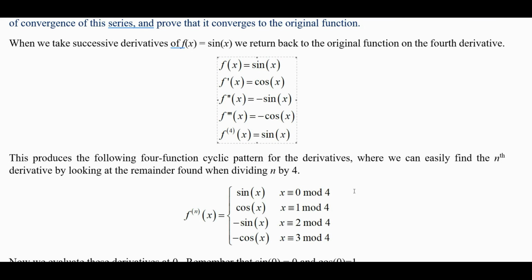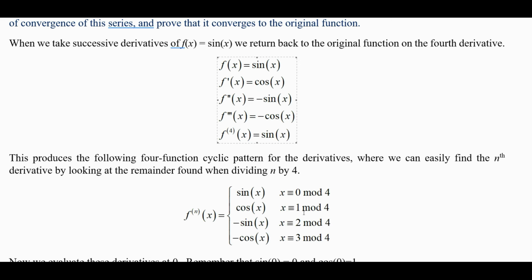So one way we could say this is if n is congruent to 0 mod 4, and remember that means that when you divide n by 4, the remainder is 0, then you're going to get this first one. It's all the multiples of 4: the 0th derivative, the original function, the 4th derivative, the 8th, 12th, 16th, 20th, and so forth. Those derivatives are all sine of x.